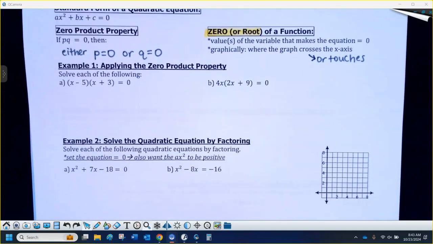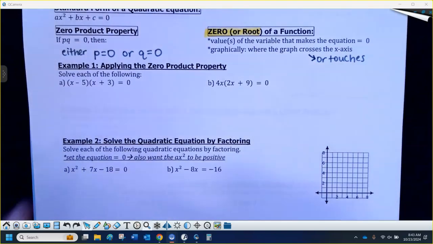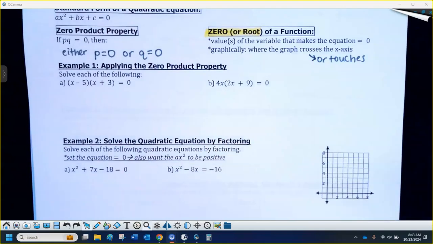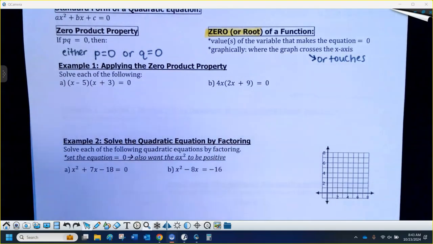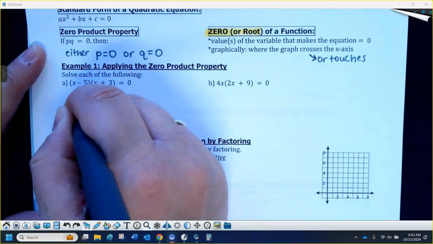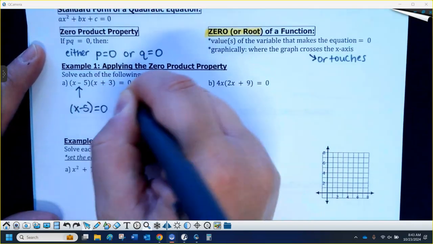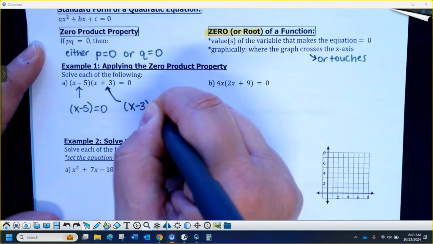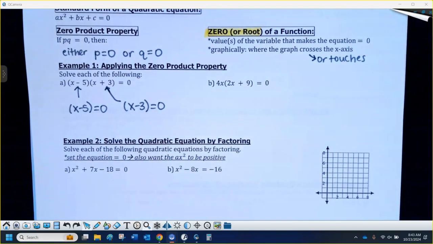Okay, here's the deal. These two equations in example 1 are 2 sets of factors, just like we were doing yesterday. This one's 2 factors set equal to 0. This is like a greatest common factor times another factor equals 0. So based on that zero product property, either this x minus 5 needs to be 0, or x plus 3 needs to be 0 to make that true based on that property. You don't need the parentheses. I honestly don't know why I just wrote those parentheses on there.